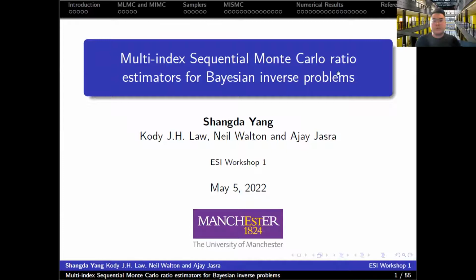Today, I'd like to present our research, the multi-index sequential Monte Carlo ratio estimators for Bayesian inverse problems, worked with Cody Law, Neil Watson, and AJ Jasra. Briefly speaking, this is a method that uses multi-index Monte Carlo to construct ratio estimators where the samples are sampled by the sequential Monte Carlo methods.